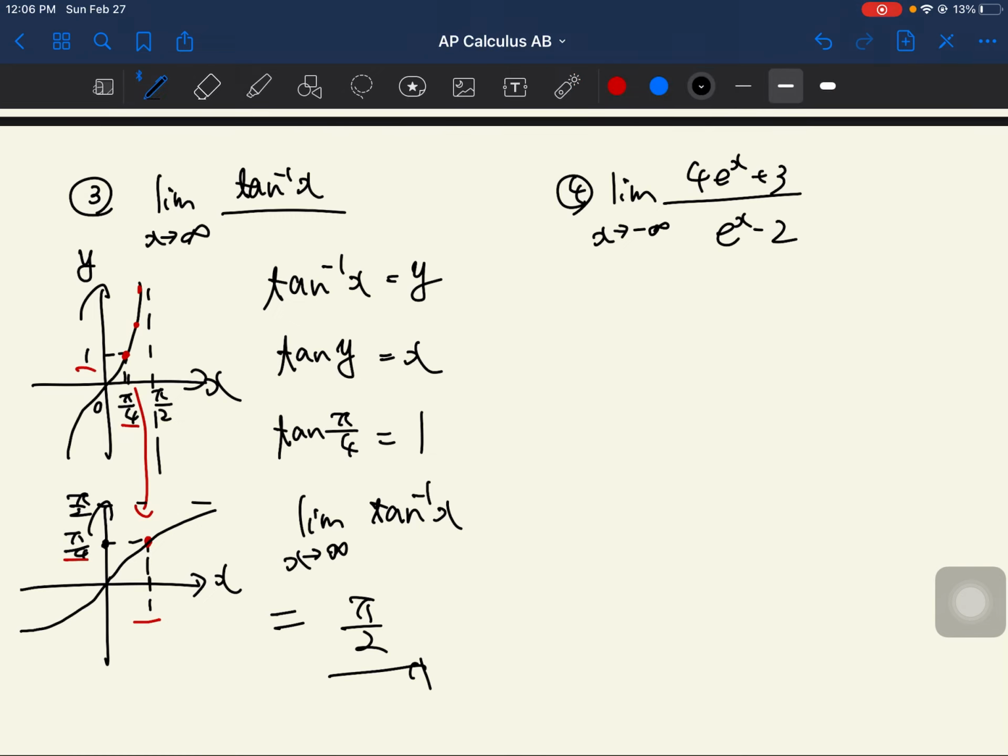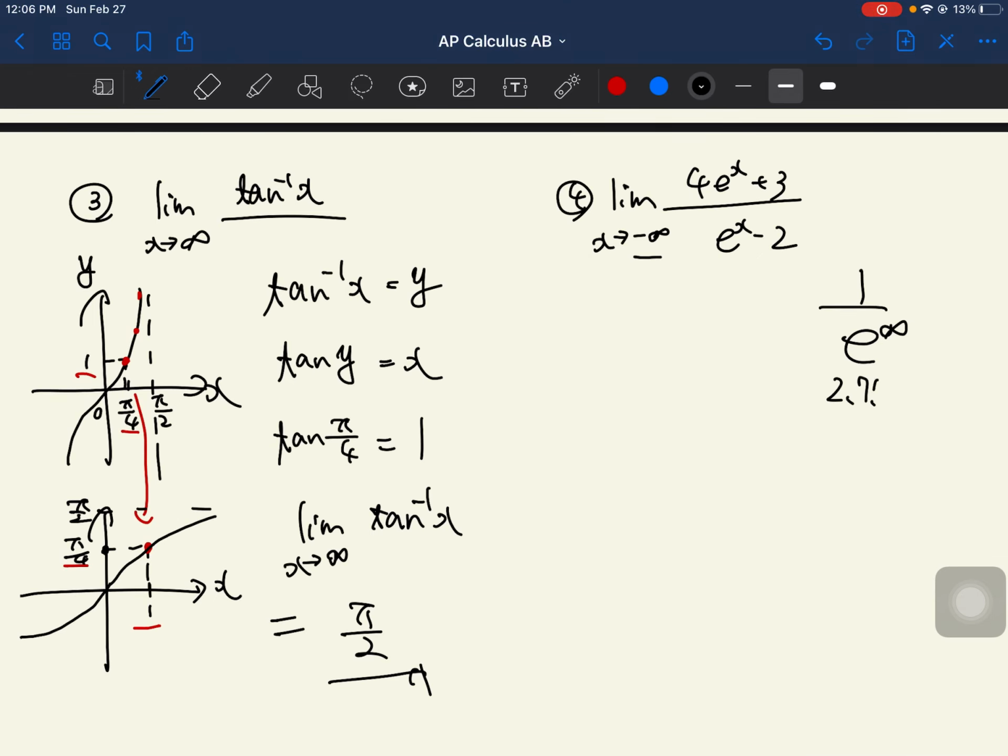Okay. Then the last question today is here. The limit of (4 times e to the power of x plus 3) over (e to the power of x minus 2), as x approaches negative infinity. This might look a little bit complicated, but it's actually simple, because if you plug in negative infinity for x, it's going to be 1 over e to the power of infinity. You know, e is almost 2.71 something.